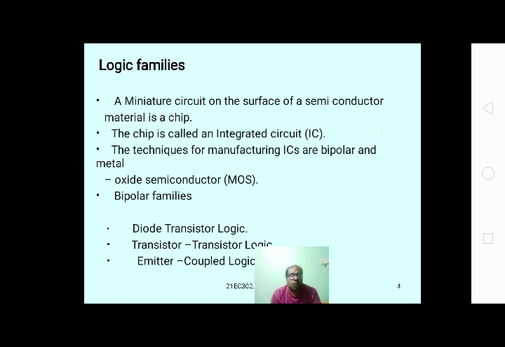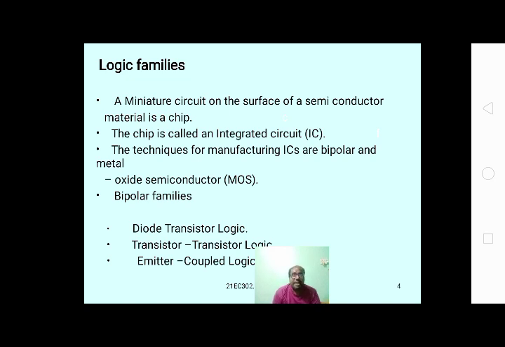The techniques for manufacturing ICs are bipolar and metal oxide semiconductor. Here there are two techniques for manufacturing ICs. They are bipolar and metal oxide semiconductor, MOS. Next, bipolar families are diode transistor logic, transistor transistor logic and emitter coupled logic.